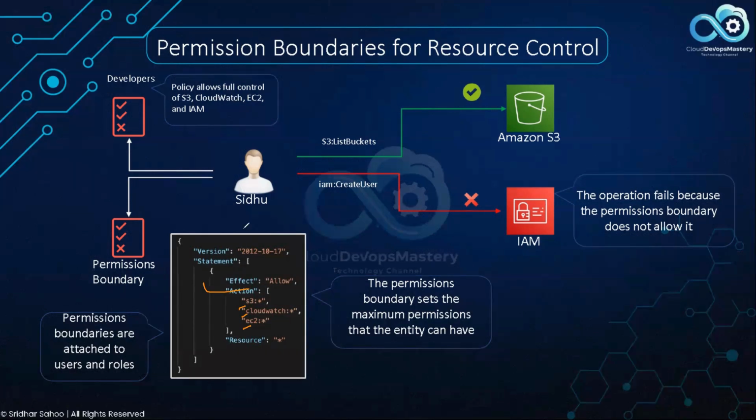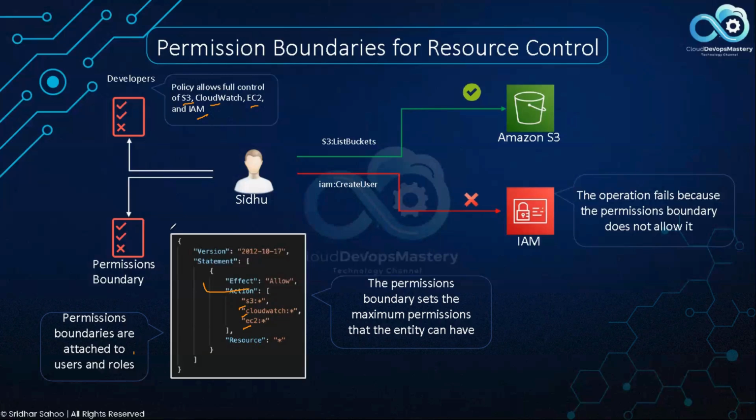But if this user wants to perform any actions on IAM, can he? No, because this action is not mentioned for IAM, only for these three: S3, CloudWatch, and EC2. That's why, in this environment, Sidhu is part of the developers group. And this policy allows full control on S3, CloudWatch, EC2, not IAM, because IAM is not given. Okay. Now, if we write a permission boundary and attach it to the users and roles, we'll see how it works.